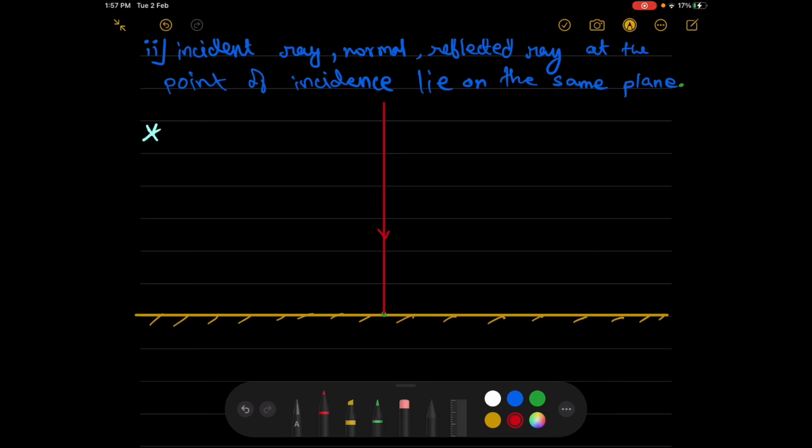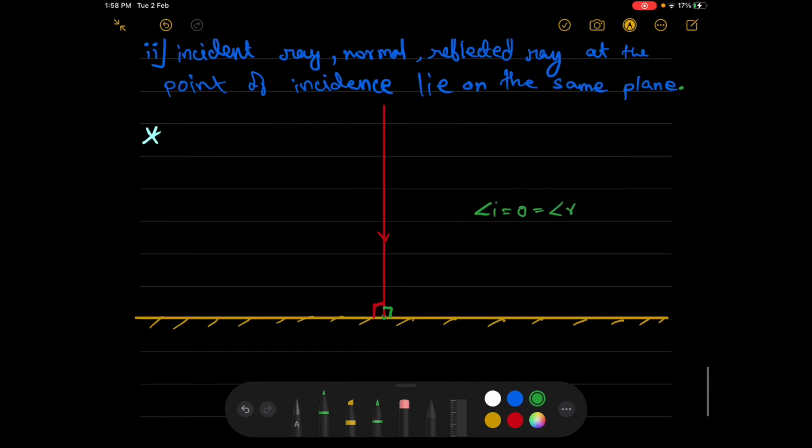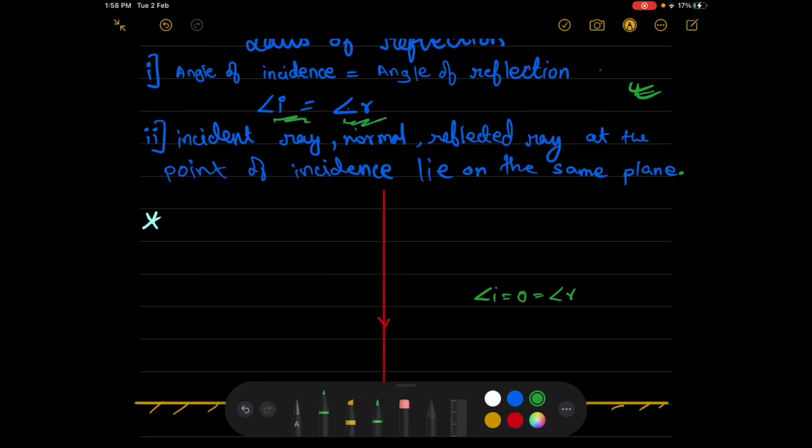0 degrees, obviously, right? So the angle of reflection would also be 0 degrees, because the angle of incidence is equal to the angle made between the incident ray and the normal. And how much angle are they making? 0 degrees, because the incident ray is perpendicular and the normal is perpendicular to the mirror. So the angle of incidence would be 0, and so would be the angle of reflection, because angle of incidence is equal to angle of reflection, as we told.